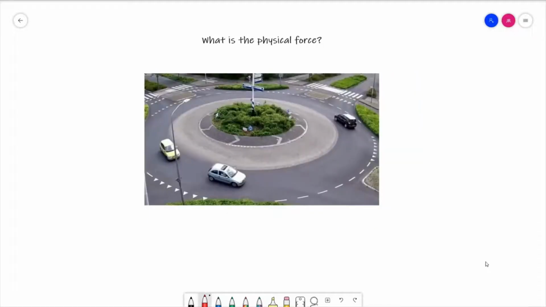And the final example we're going to look at is cars going round a roundabout. Here there is a frictional force acting in towards the centre of the roundabout. Now that friction force will come between the tyres and the road itself. Either way, there has to be that frictional force, once again, acting in towards the centre of the circle to keep those cars going around the roundabout.